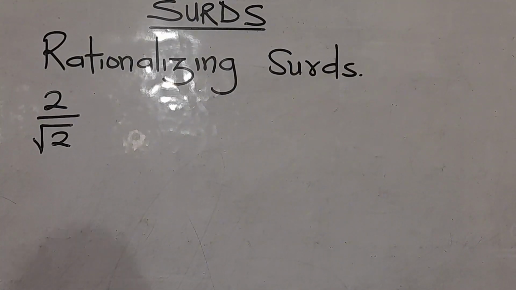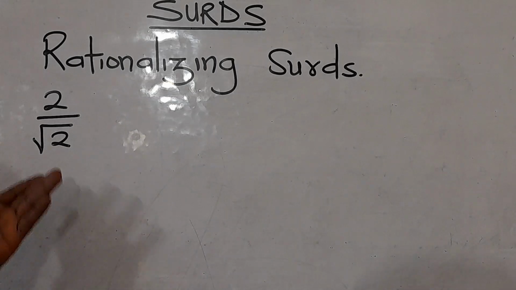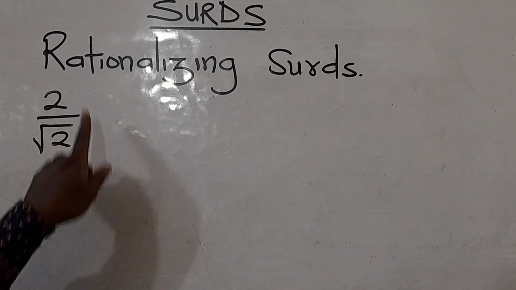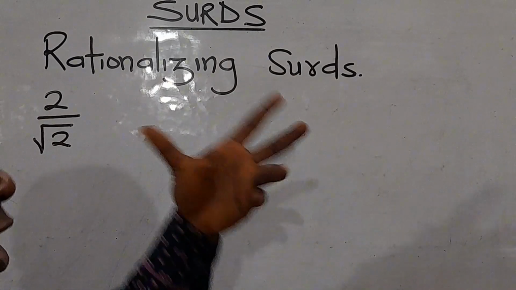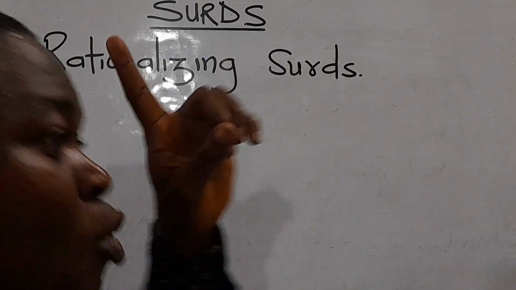This takes us to rationalizing surds. Now, in mathematics, it is not acceptable for the denominator of a fraction to be an irrational number. It is not our custom. So what we do is we try as much as possible to rationalize surds. How do we rationalize? The idea behind rationalizing is multiplying by 1.